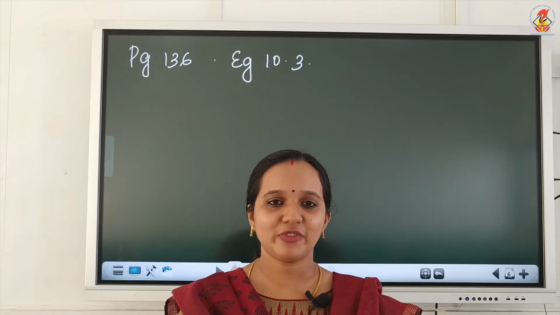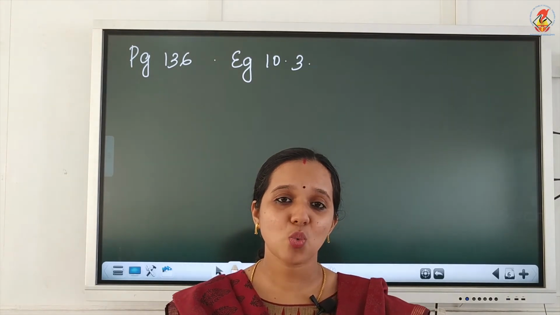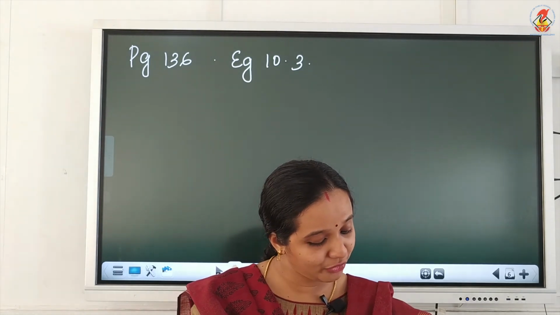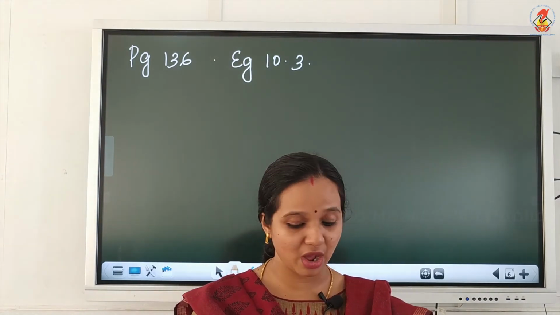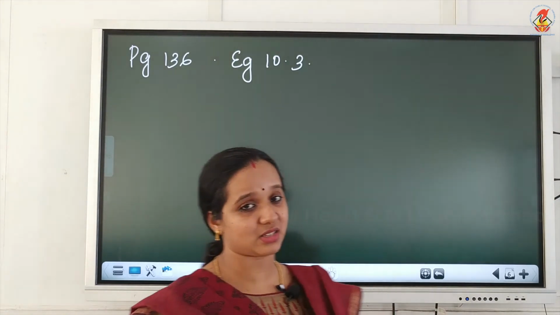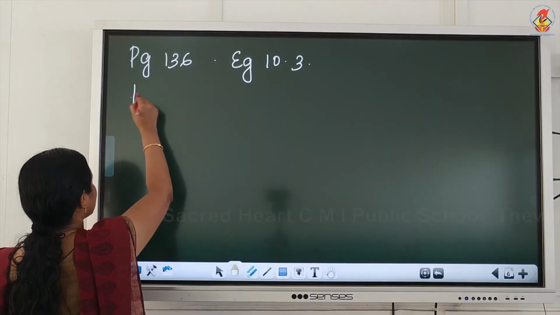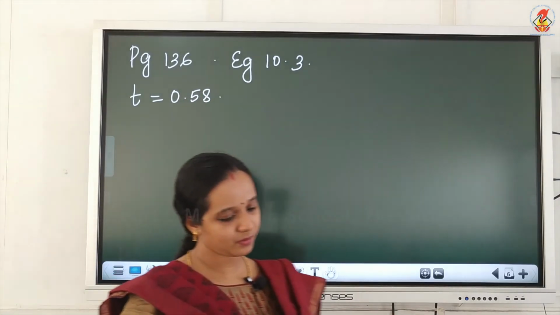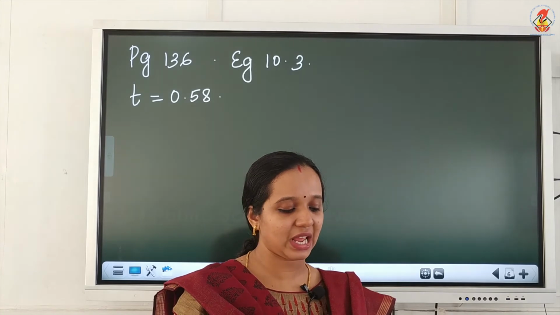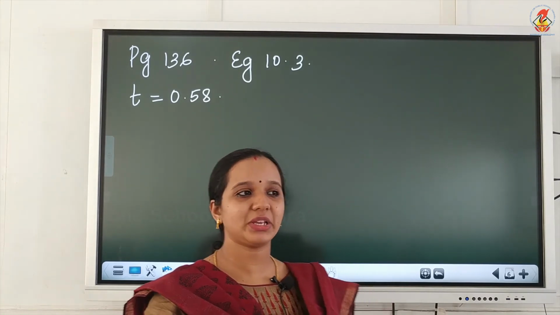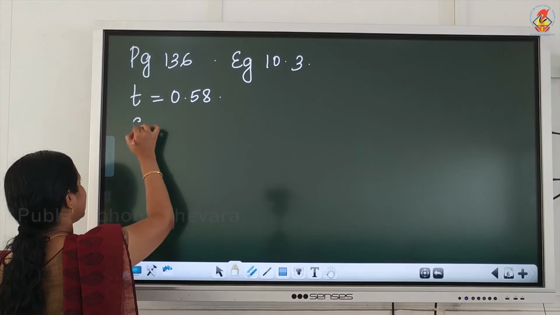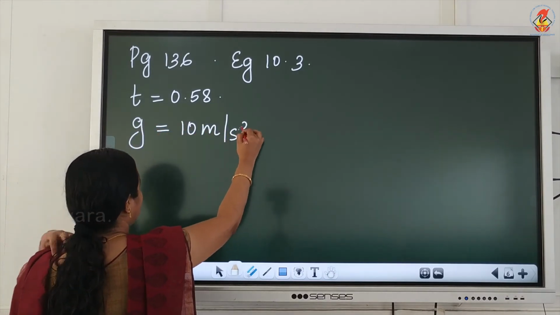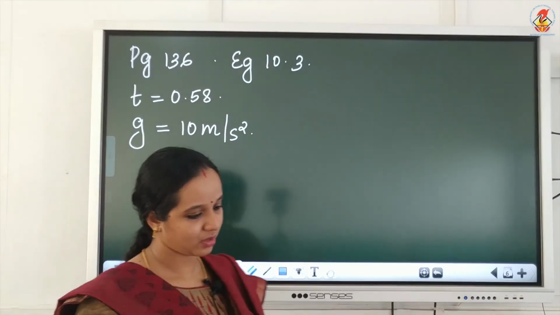So let us, after reading the question, write the given quantities first. Here a car falls off a ledge and drops to the ground in 0.5 seconds. So the time given is 0.5 seconds. In the question it is given, take g is equal to 10 meter per second square. So acceleration due to gravity, g is equal to 10 meter per second square.